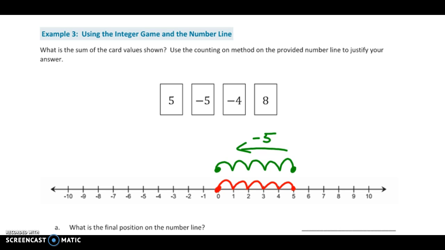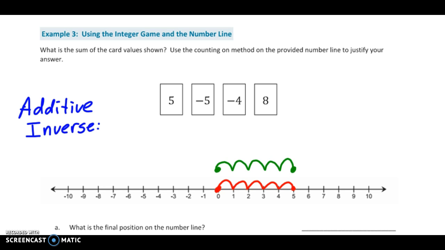the left 5 units. Now something interesting about this pair, 5 and negative 5, I started at 0 and ended at 0. This is another vocabulary word that you're going to see on the word wall. 5 and negative 5 is an example of an additive inverse. And yes, I would like you to put this in your notes.